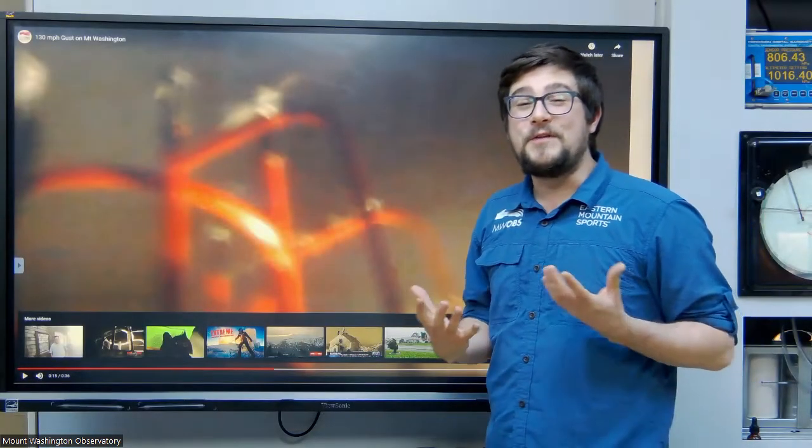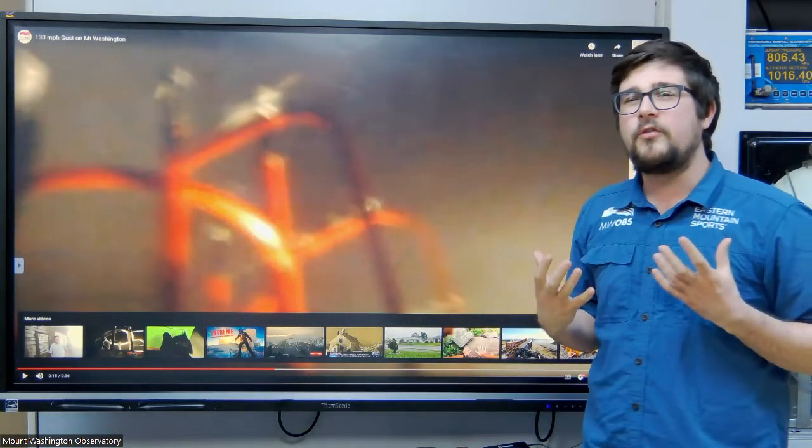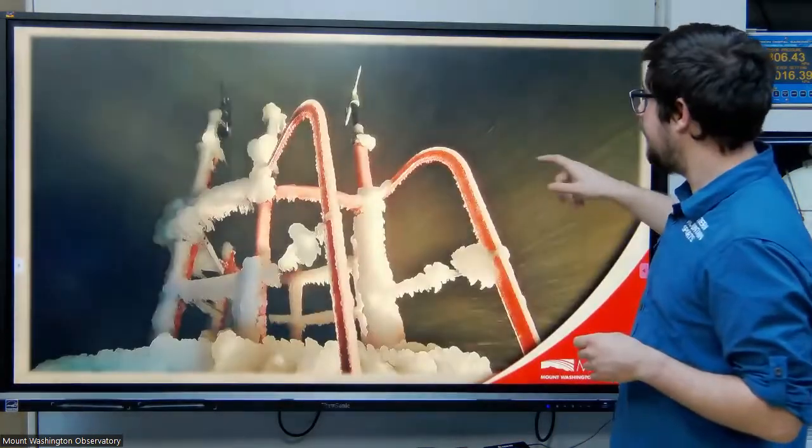And so I just wanted to give you a sense of some of the strong winds that we've experienced up here on the summit. Again, this isn't even close to the strongest gusts that we've experienced, but still quite dangerous to be outside in that.